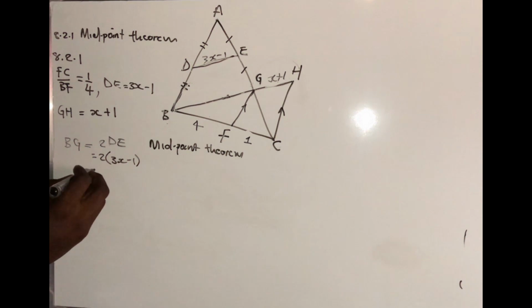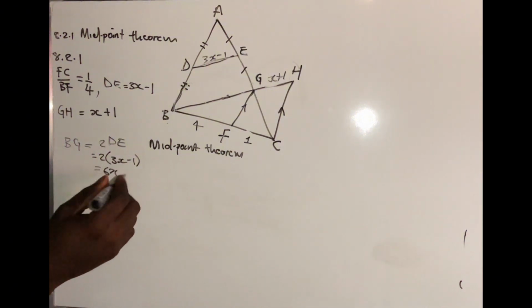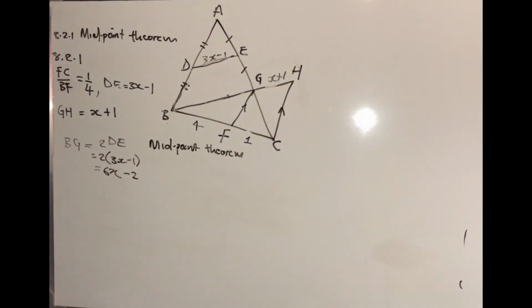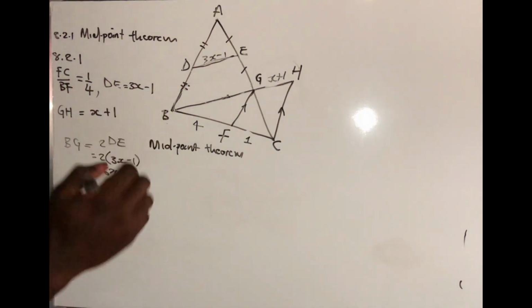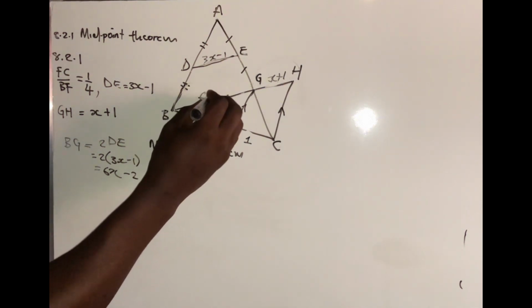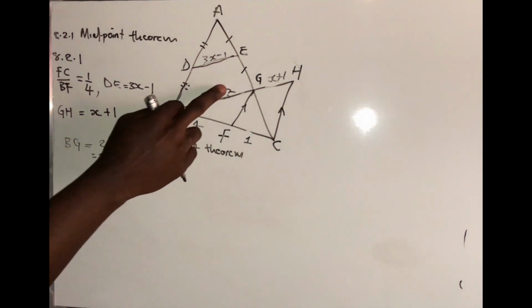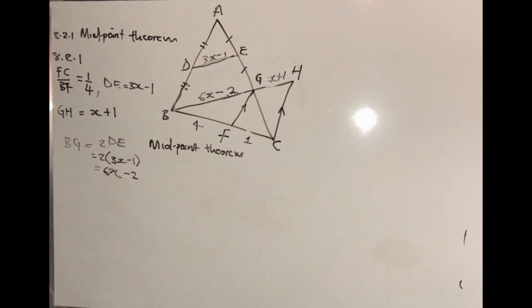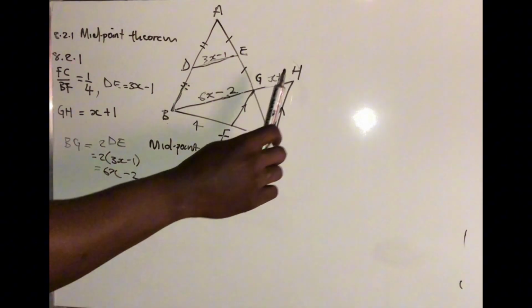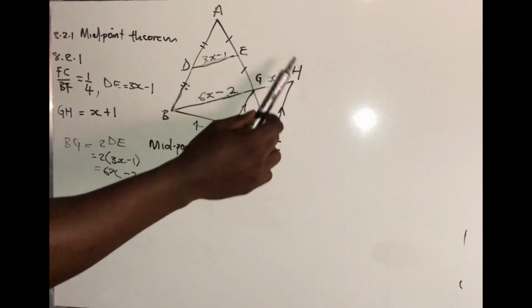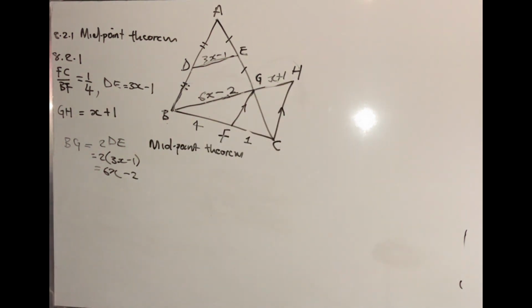2 multiplied by 3x, we get what? 6x. 2 multiplied by negative 1, what do we get? We get negative 2. That means the value of BG is what? 6x minus 2. Let's update our sketch now. Write the 6x minus 2 here. And then we can see that in triangle BHC, we have all the information that we need. Let us now use the proportionality theorem to solve for the value of x.